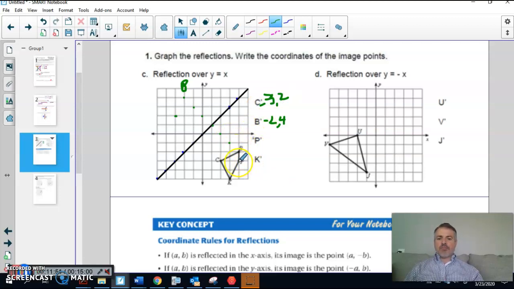Let's find P prime. P prime is going to be at 1, 2, 3 and a half, 1, 2, 3. So that ends up in a weird spot, huh? So let's erase these so I don't get confused. So this is P prime. And then my last one here is K. So I'm going to do it again here. 1 diagonal, 2, 3, 4. And that is K prime.